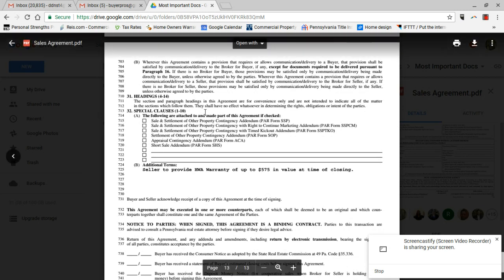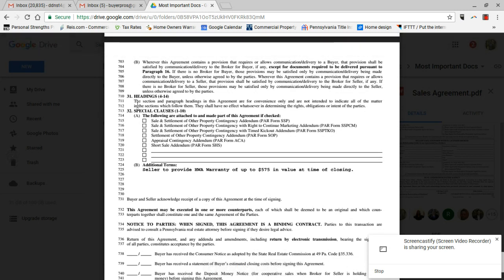The headings in the contract are put in there for ease of finding these paragraphs. These are your special clauses. I'm not going to go over those, but that's what you're going to select whenever you're using one of those addendums. The appraisal contingency addendum is the one that you always want to use if it's not an FHA or VA loan.